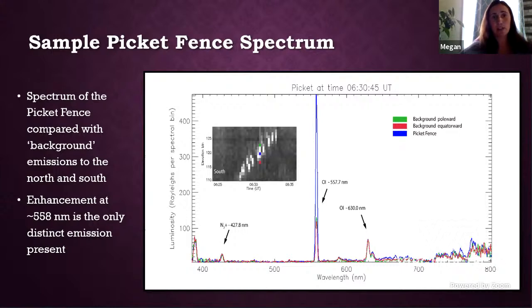If we were expecting the picket fence to be more particle emission, similar to what you see in regular aurora, you expect some form of component in the nitrogen band. And we actually don't see any enhancement there. However, we see a massive enhancement of that pure green color.